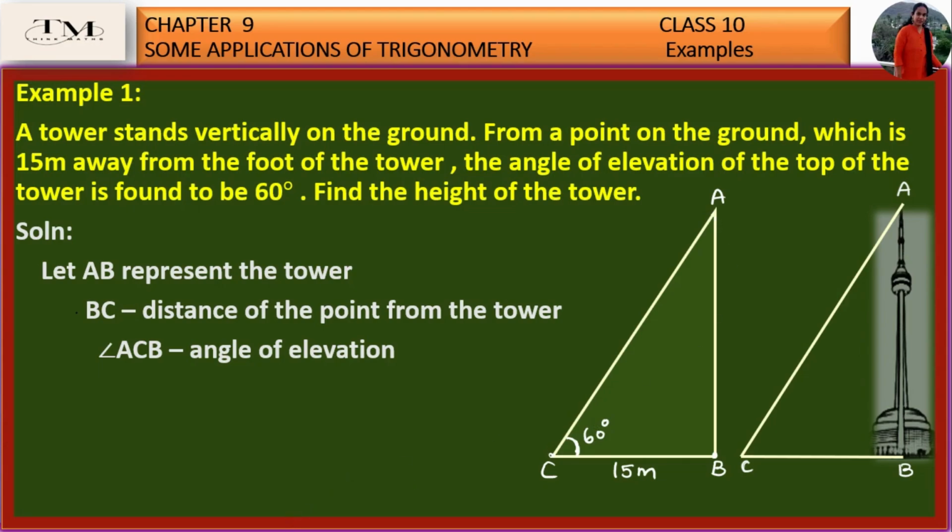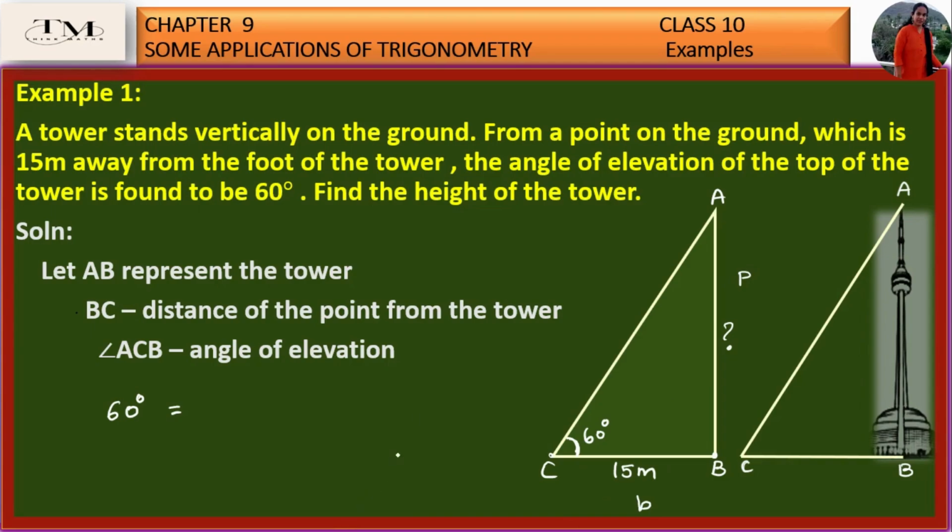We have to find out height of the tower. So height of the tower is AB. So we have to find out AB. So here what are all given? An angle is given. We know the distance BC and we have to find out AB. So what relationship can we use? So there is some 60 degree. We have to use the relation between AB and BC. Okay. So AB is perpendicular and BC is the base.